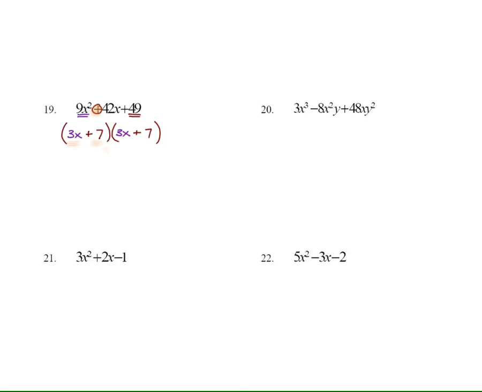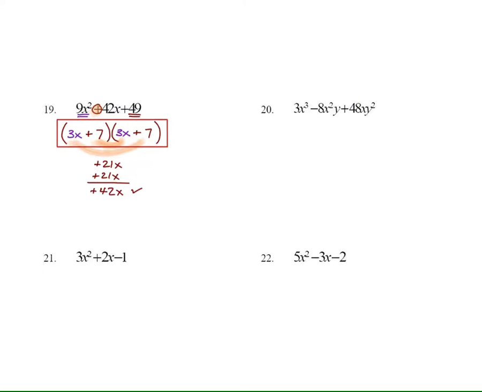It is another one of your special cases, but if you don't remember that one, you can basically try your combinations of 3 and 3, or 9 and 1, and 7 and 7, or 49 and 1 until you find the one that works, and it would have to be this one. So your final answer is, again, here's your check, 21x and 21x make 42x. So my final answer would be those two binomials.